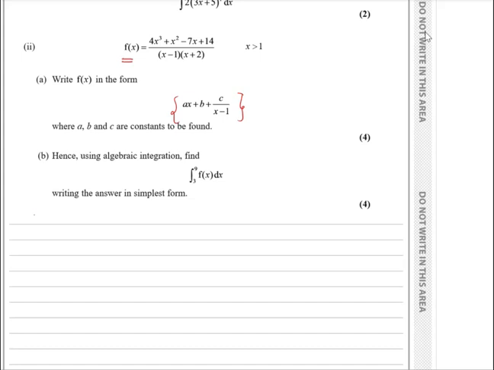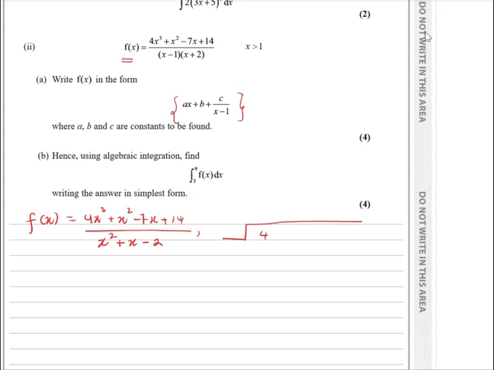But what I'm going to do, I'll expand the denominator. So I have 4x cubed plus x squared minus 7x plus 14, all of it over, expand the denominator. What do you get when you expand the denominator? This is x squared plus x minus 2. I know you guys can expand that quickly. Now we go on to the long division. So we do our long division here.